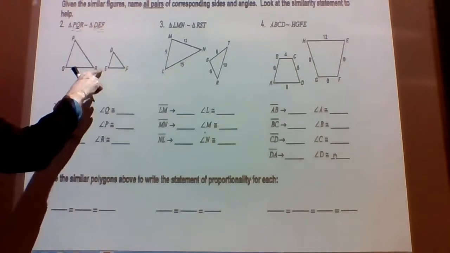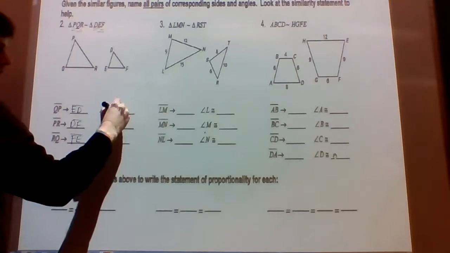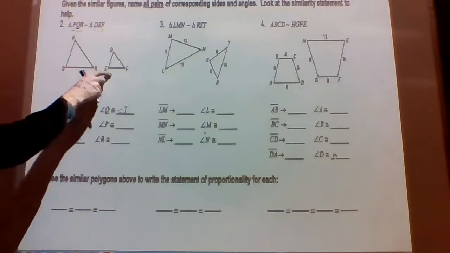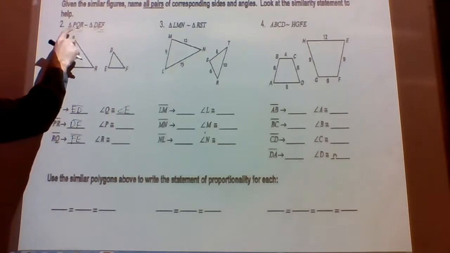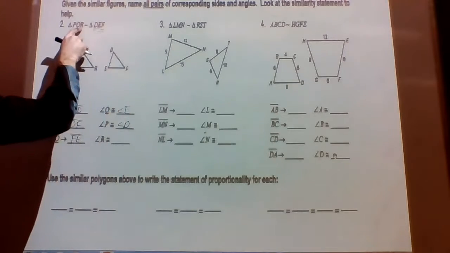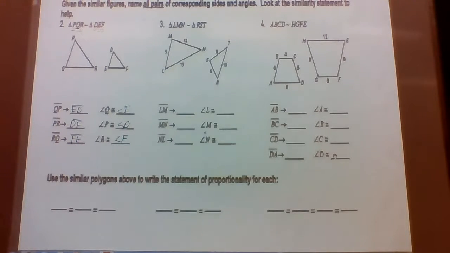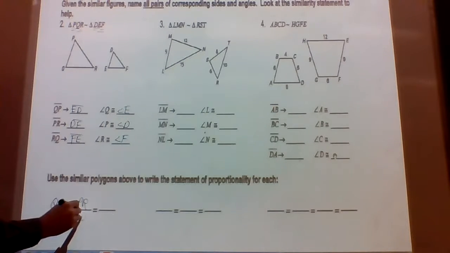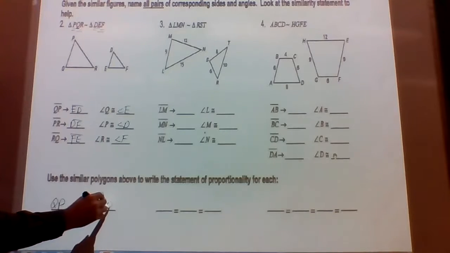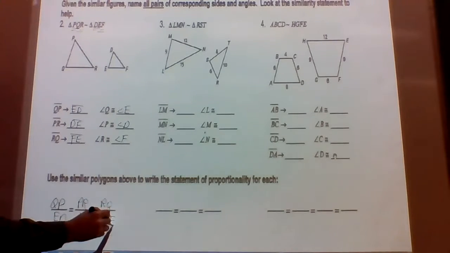RQ and FE. Angle Q and angle E are congruent. They're corresponding; they're in the same corresponding location. So Q and E, P and D, and then R and angle F. Okay. On the part below, they want us to use this information to write a statement of proportionality for each. So we know QP is to ED as PR is to DF as RQ is to FE.